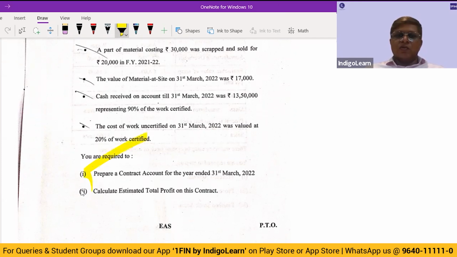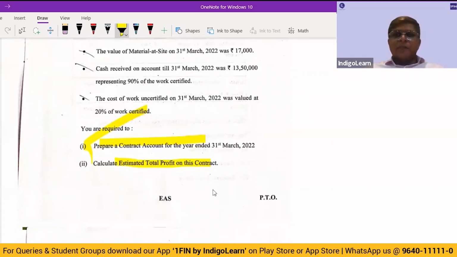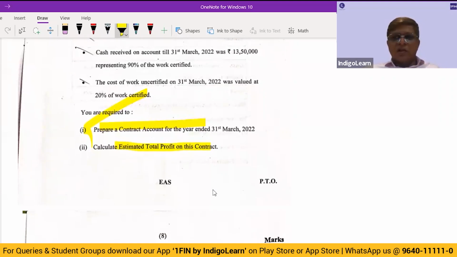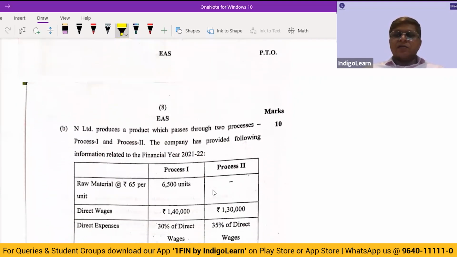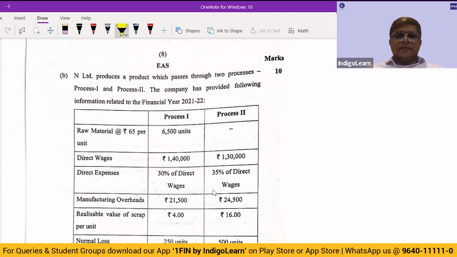What are we required to do? We are required to prepare a contract account for the year 22, that is the first year, and calculate the estimated total profit on this contract. So we have done multiple questions on contract costing, and all these adjustments have been covered by us previously. Let's look at the next question. 10 marks.